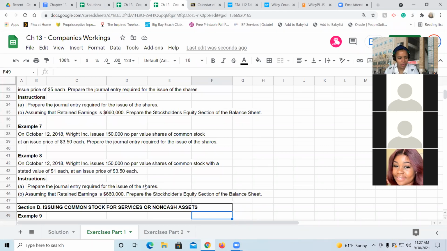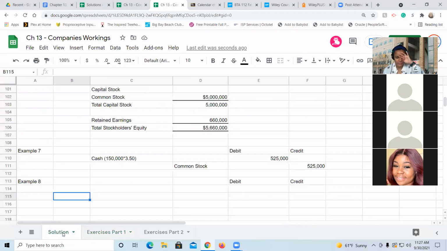Prepare the journal entry required for the issuance of the shares. And then you've basically got almost a carbon copy of this question: prepare a stockholders' equity section of the balance sheet, with the retained earnings being 660,000. So let's do the journal entry, and then we'll take a break and come back and look at the balance sheet. We follow the usual, what we've done before.